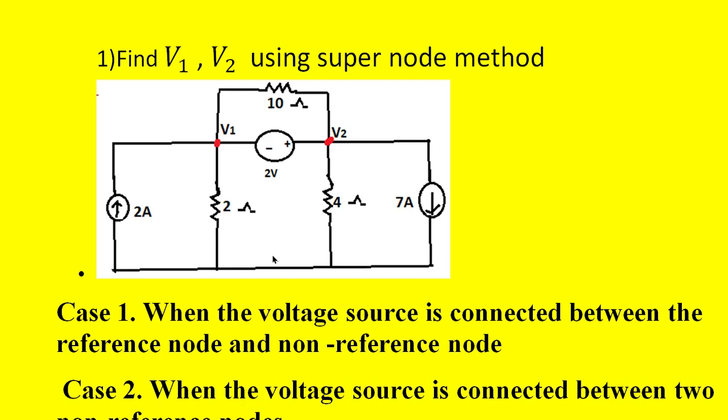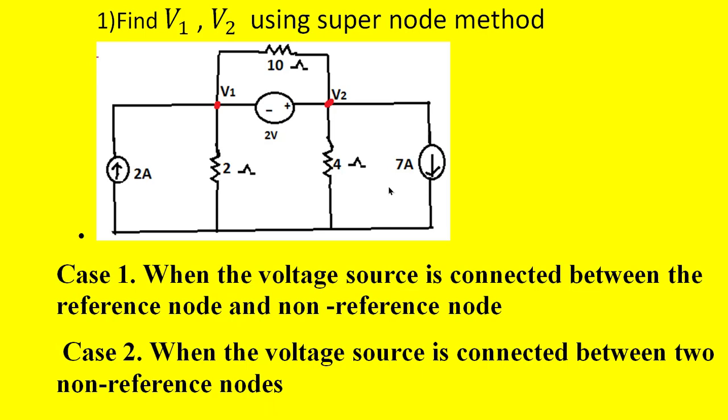If we look at this diagram, here we have a 2 amperes current source in parallel with a 2 ohms resistor. Similarly, there is a 7 amperes current source in parallel with a 4 ohms resistor. And here between V1 and V2 there is a voltage source of 2 volts, and in parallel with this 2 volts supply there is a 10 ohm resistor. Here there are totally 3 nodes. This is one node, this is another node.